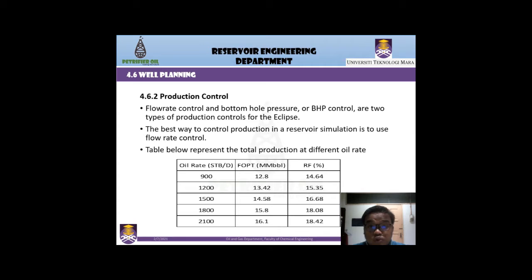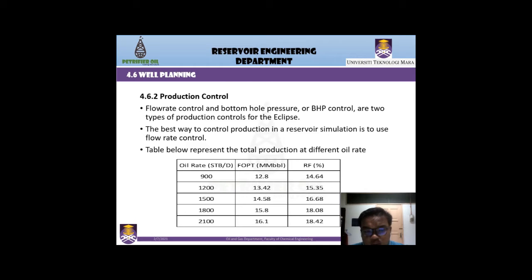Next is production control. Basically there are two types of production control used in the simulation, which are flow rate control and bottom hole pressure control. The best way to control production in the reservoir simulation is flow rate control. The table below represents the total production at different oil rates. At 900 stock tank barrels per day, the production is 12.8 million barrels and gives a recovery factor of 14.64.